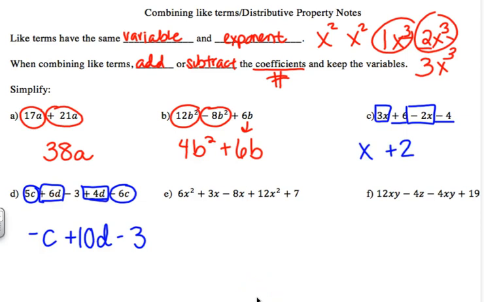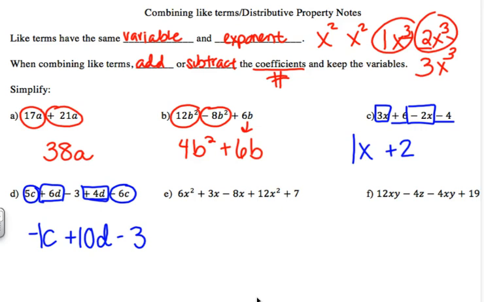For C, you should have got x plus 2. If you had 1x plus 2, you were still correct. They typically don't write that 1 coefficient if it's just a 1. On part D, you should have got negative c or negative 1c, again both are fine, plus 10b minus 3. Okay, now again, order doesn't matter. You could have had that in any order and it would still be right.